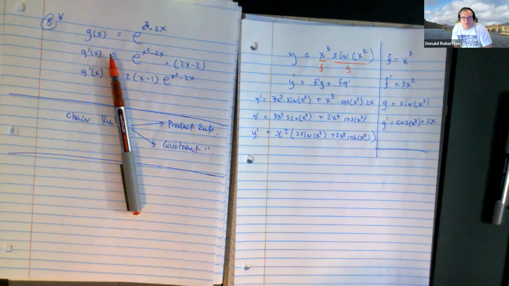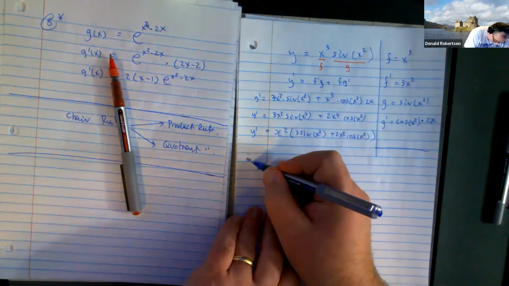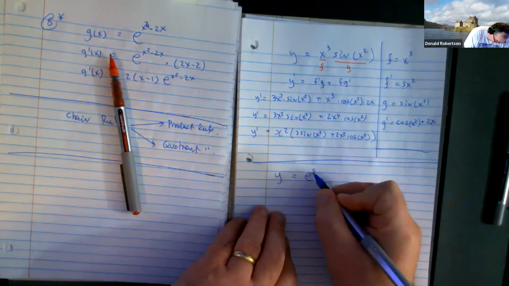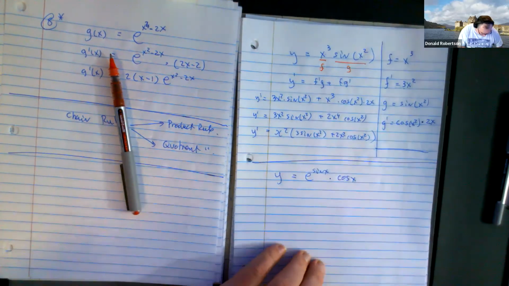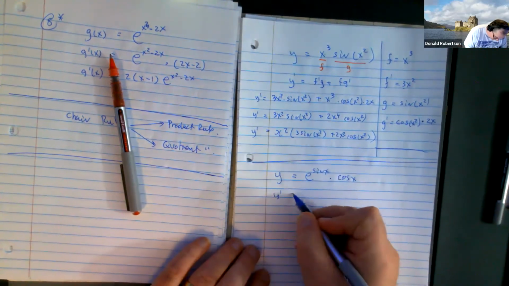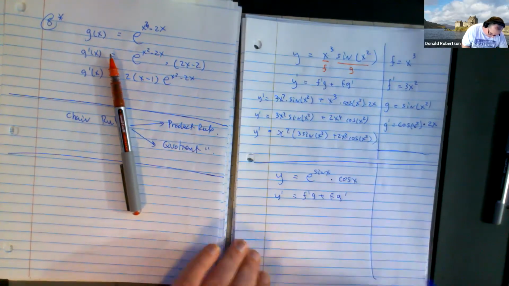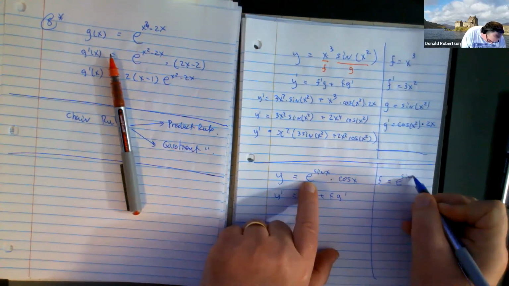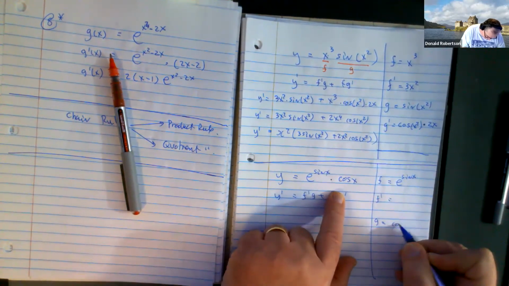Are we good? Any questions? Try another one. Let's do y equals e to the sine x times, I don't know, cosine x. That'll be interesting. It's another product rule. F is going to be e to the power sine x. And g is just going to be cosine x.